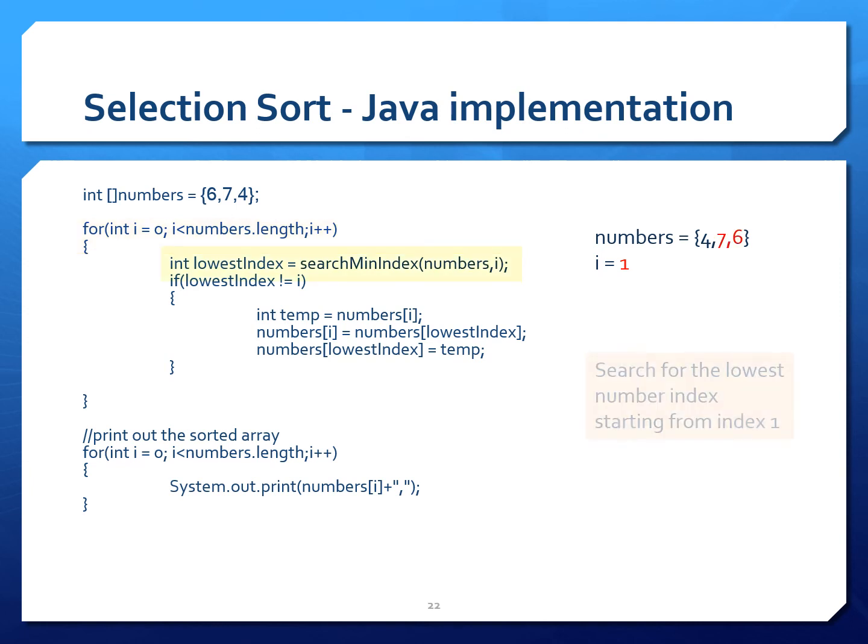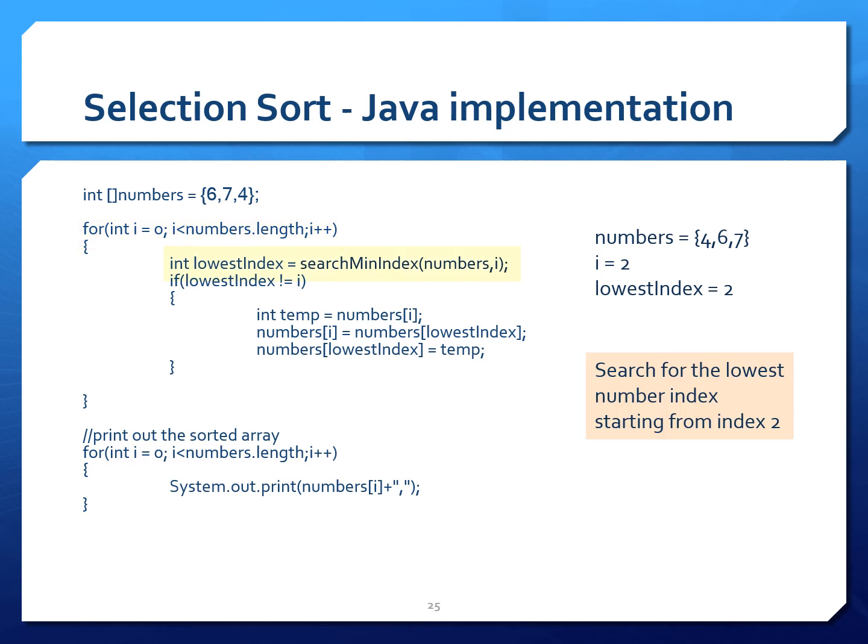Since I is 1, it will search for the minimum integer in the number array from index 1 to 2. Since 6 is the minimum, it returns the index of 6, which is 2. We found an integer that is lower than the integer at index I. We swap the two integers. So we swap 7 and 6. Next, I is incremented to 2.